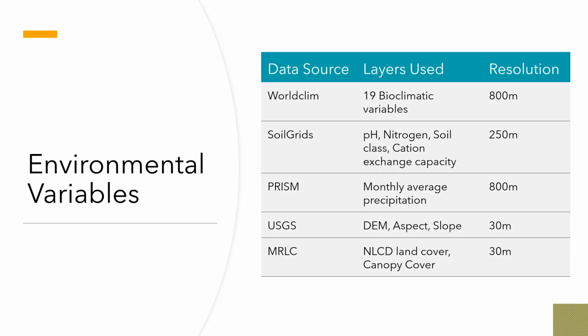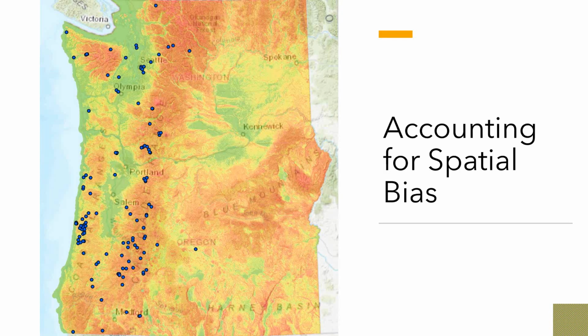For my project, I used these as my environmental variables, the most important of which ended up being pH, as well as nitrogen, cation exchange capacity, and canopy cover. DEM aspect and slope also were found to be important. But before I get to the results of this, I wanted to discuss spatial bias.